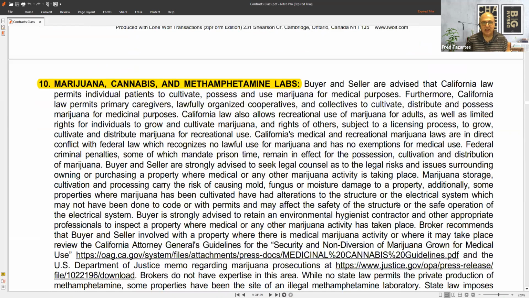Marijuana is legal. Cannabis and methamphetamine labs are not legal. People can grow marijuana for private medicinal uses. There are different rules and regulations. I have an area up here in Acton, Agua Dulce, and Palmdale, Lancaster, where people are looking for land to grow marijuana and have these marijuana grow houses. If you're doing that legally, make sure it's allowed if you're going to buy the property for that purpose.